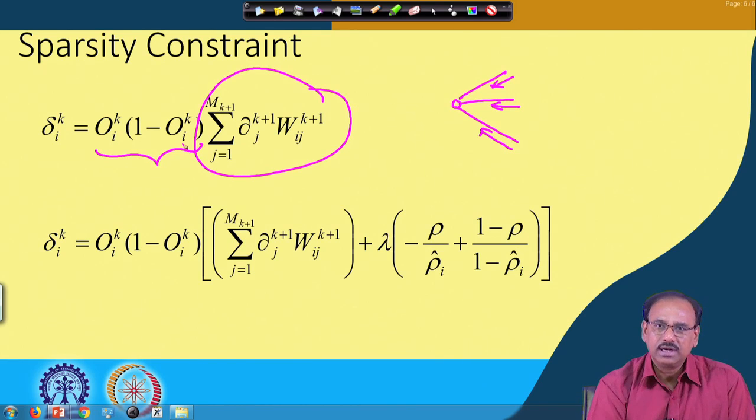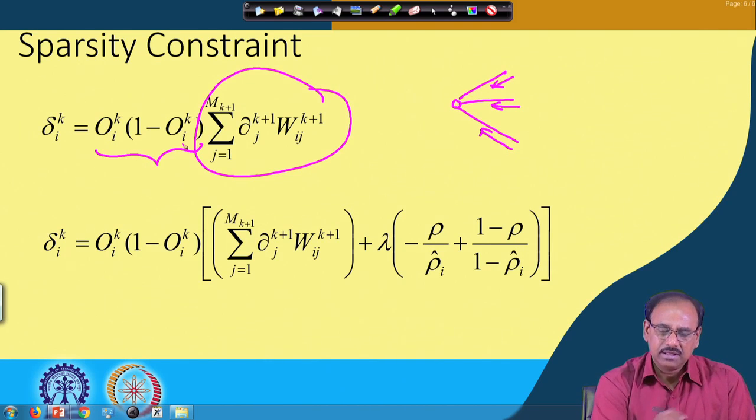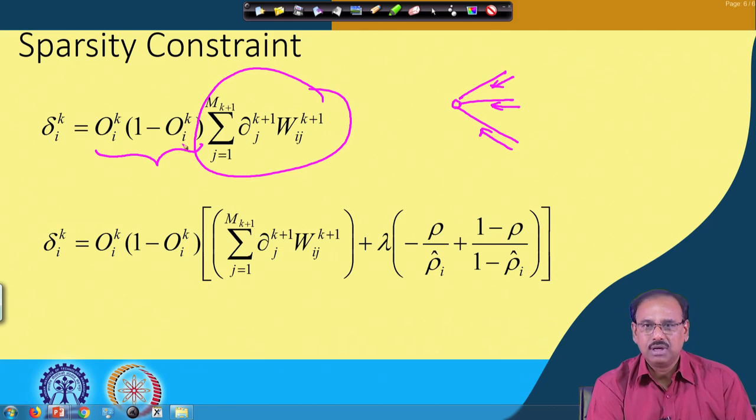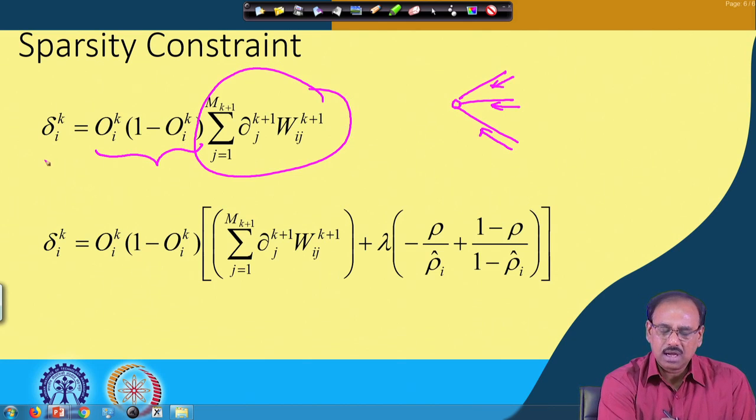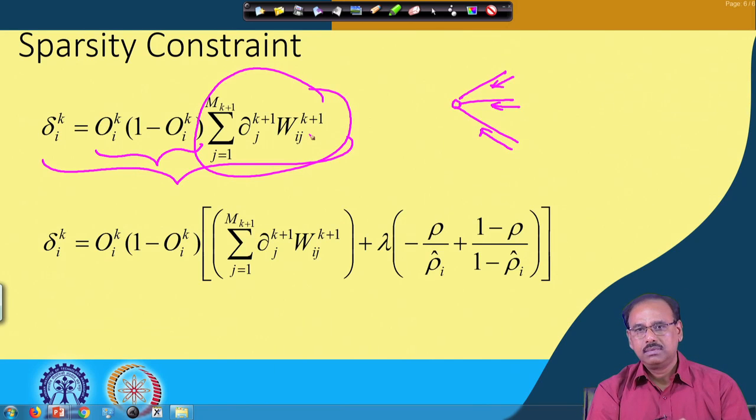This is then multiplied by the local gradient, which is oik into 1 minus oik, where oik is the output of the ith node in this kth layer. And for weight updation, this has to be multiplied by the input to this kth layer node, which is actually the output of a previous layer node. So, this is the term which we had used in backpropagation learning of the multi-layer perceptron.